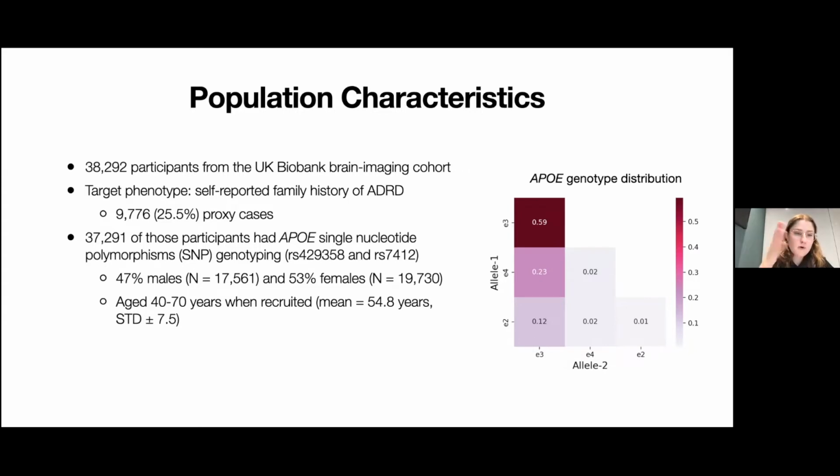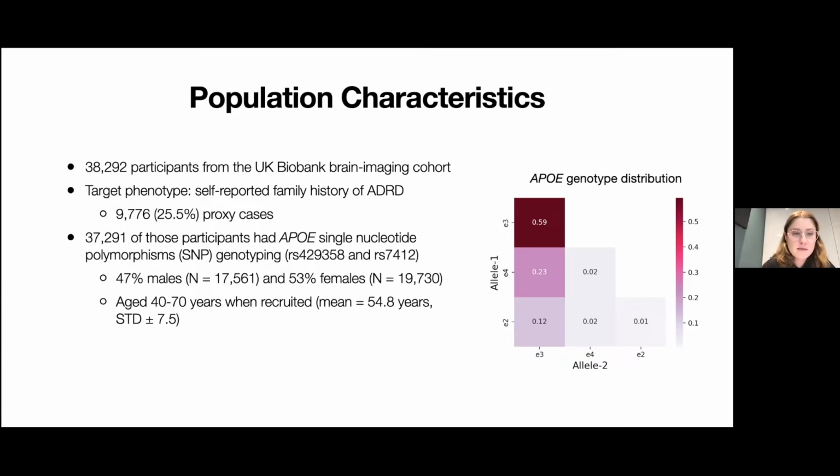So of our sample of around 40,000 UK Biobank participants, around a quarter of them had family history of Alzheimer's disease, and the majority was on their mother's side, and a minority on their father's side, and then a few individuals had both maternal and paternal history. It was fairly evenly distributed in males and females, with a mean age of 55 years old.